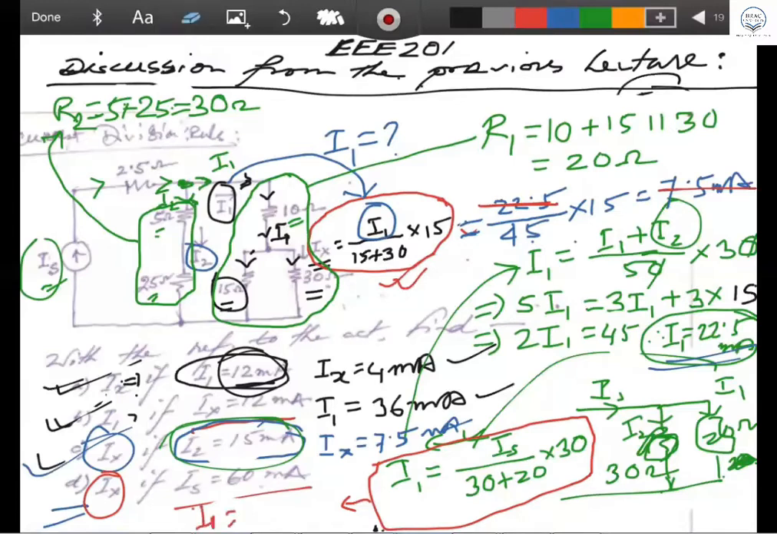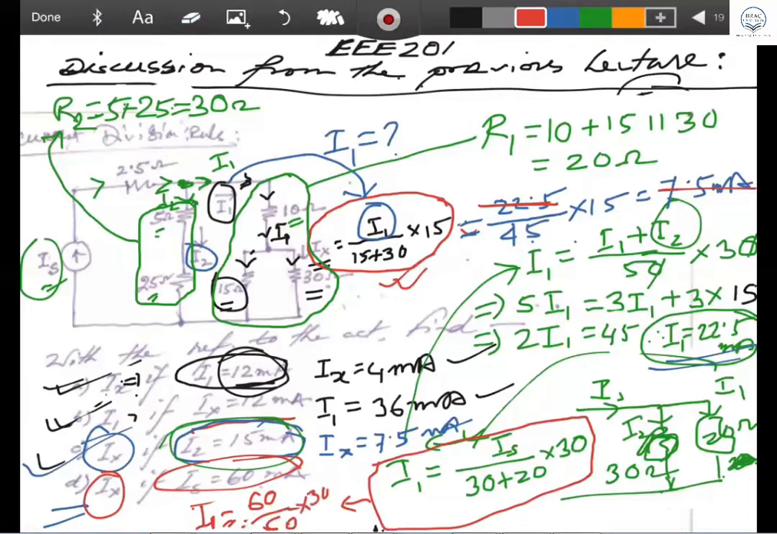Then you can find I1 equal to Is divided by, so what is Is? Is is given here as 60. You can see the Is value is 60. So you can put 60 here divided by 20 plus 30, which is 50. So what I go for is 60 by 50 into 30.